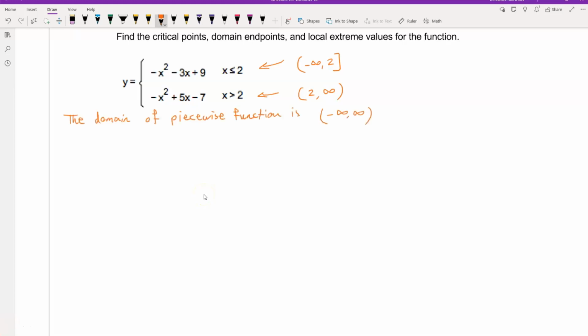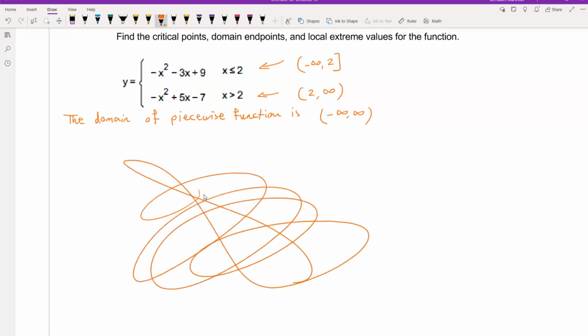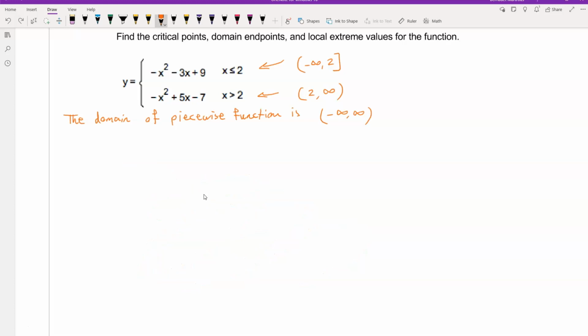So in this case, the domain of the function is defined for all real numbers. What that means is there's no domain endpoint. So there are no domain endpoints where there could be an extreme value. Now we have to find the derivative of each piece and the critical points. So first find y prime for each piece of the function.